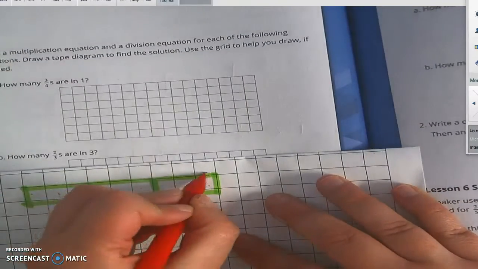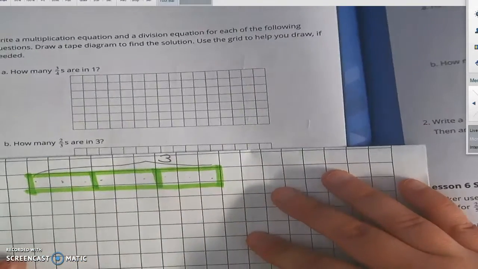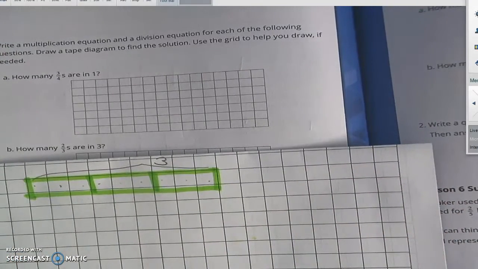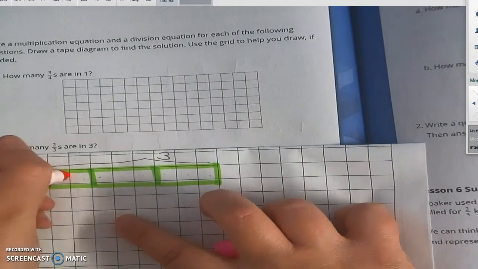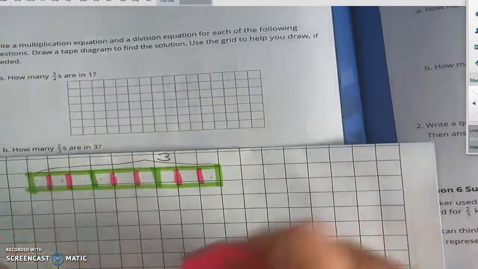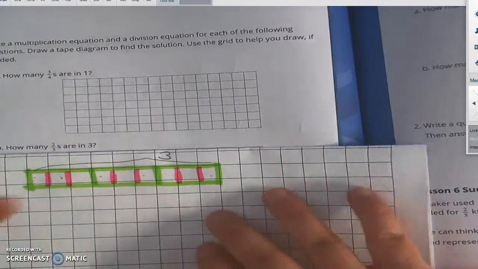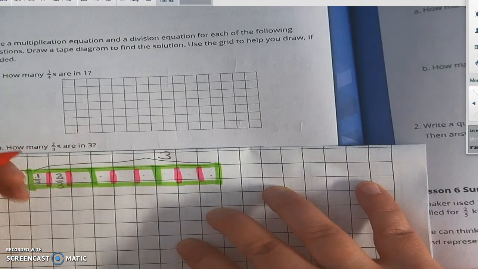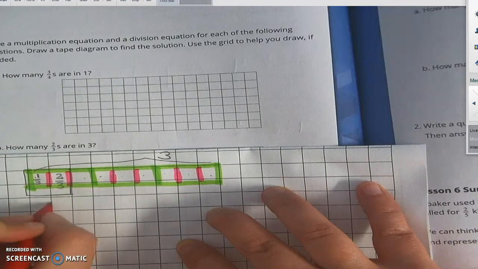And I'm going to label up here that that's 3. And I'm looking for groups of 2/3. So now inside each of my 1 wholes, I'm going to split it into thirds. Okay, so now I have 1/3, 2/3. So that's one group of 2/3.